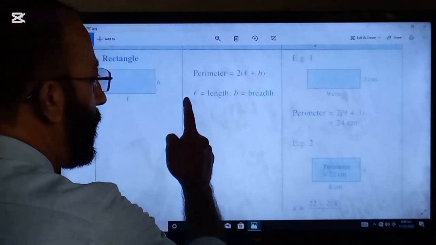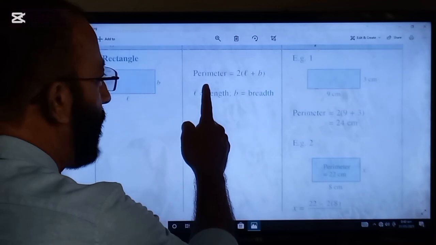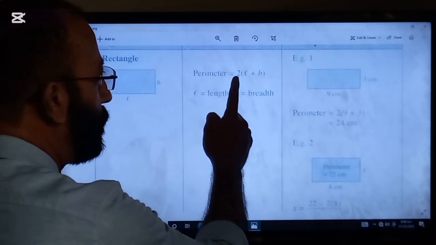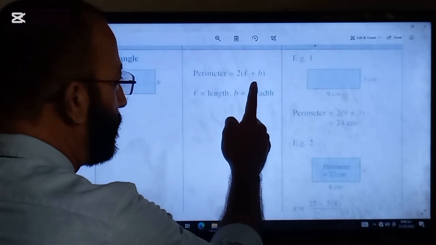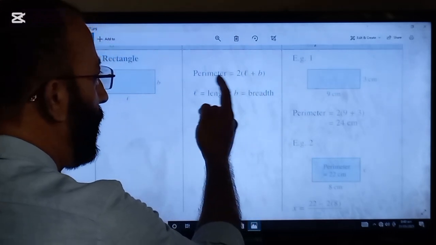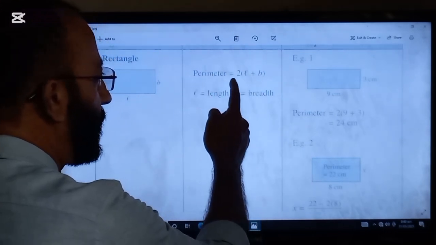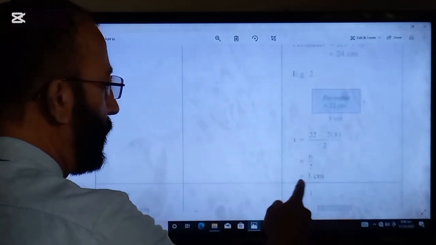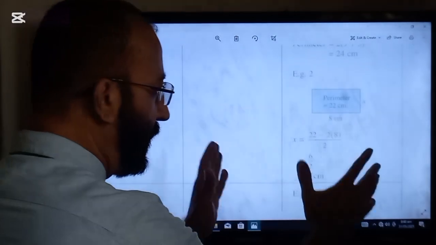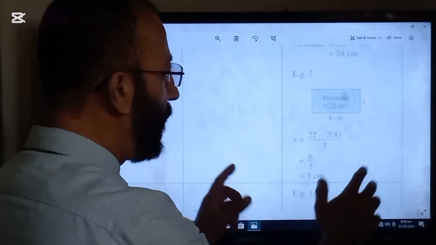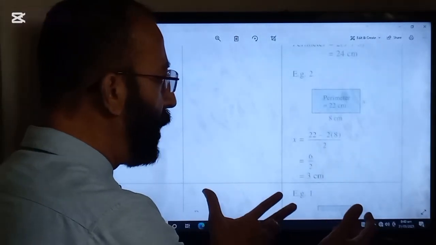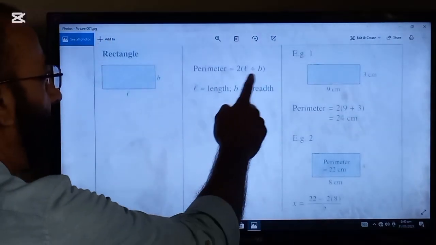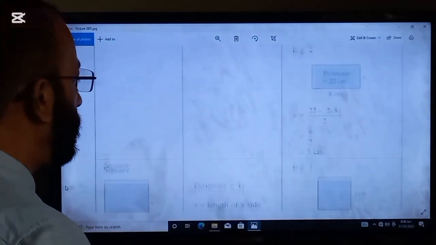So first 2 will come to the left side. 22 divided by 2 will be equal to 11. So 11 will be equal to 8 plus B. And then 8 will come to the left side. So 11 minus 8 will be equal to 3. That will be the value of the breadth. The designer of the book has solved it in a somewhat difficult method. You put all the values into the formula and you will get the answer.